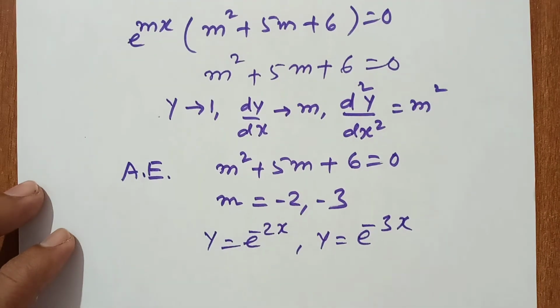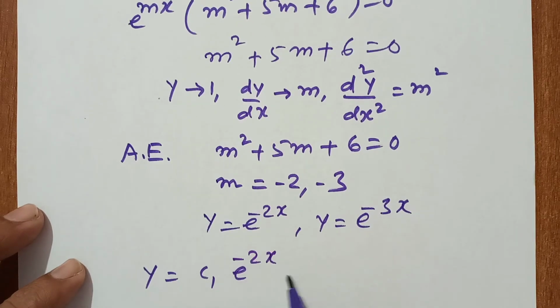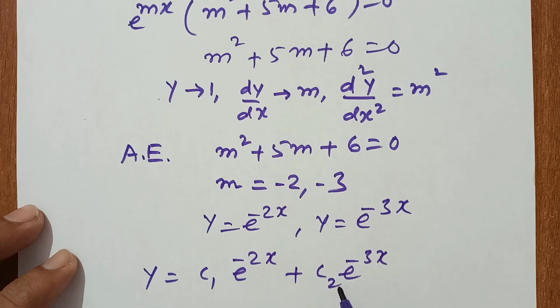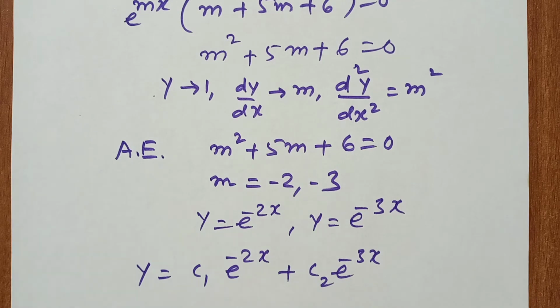So the solution is y equals c1 e to the power minus 2x plus c2 e to the power minus 3x, where c1 and c2 are constants. How many constants? Two constants. Two constants explain that our differential equation has order 2. These constants show that our differential equation is of order 2. So this is a simple case.